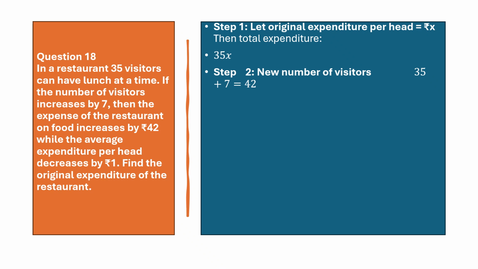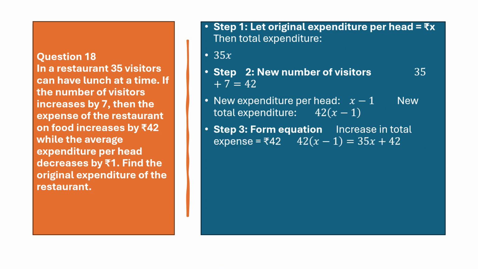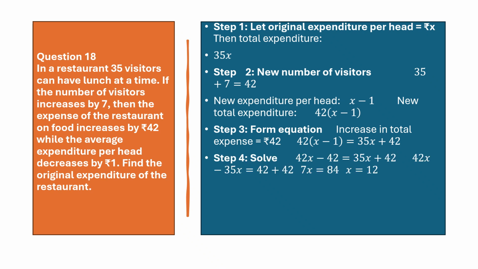Now here we have the new number of visitors. Again, students, please understand, go step by step. Okay, you can divide the questions into different parts and then try to solve. Now again, coming back, new number of visitors are 35 plus 7, which is 42. So the new expenditure per head: the expense of the restaurant on food increases by 42, while the average expenditure per head decreases by 1. So that means X minus 1, and the total expenditure will be 42 into X minus 1, which is equal to 35X plus 42.